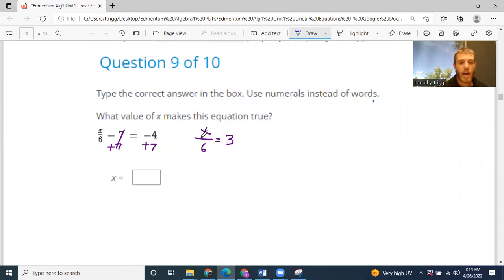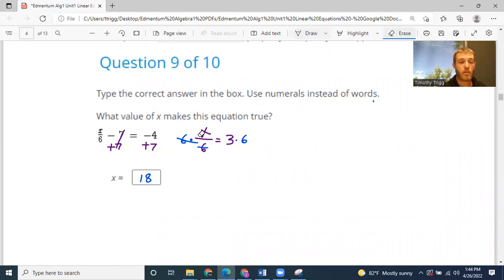After that, how do we get, this says X divided by 6. So how do we cancel out dividing by 6? Well, I hope you know that that's multiplying by 6. And whatever we do on one side, you have to do the exact same thing on the other side. That gives us that X is 18.